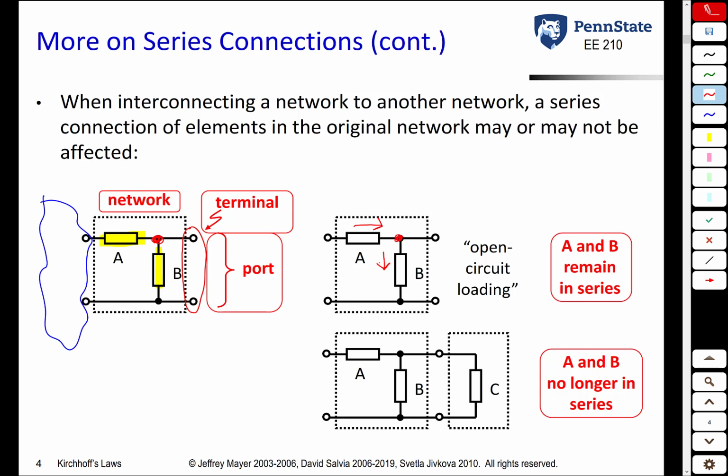However, if we connect something up to these two terminals here, let's say we connect up another component here, C, A and B are now no longer in series because some of the current that flows through A is going to go through B, but some of it is also going to go through C. So the bottom line is just because two elements are in series doesn't mean they're always going to stay in series once you start adding things to a circuit or connecting things up to a circuit.